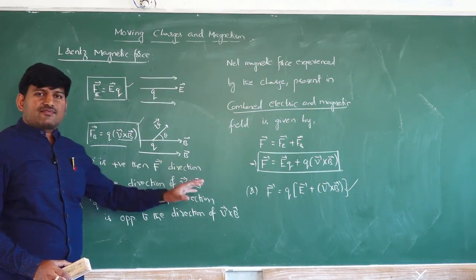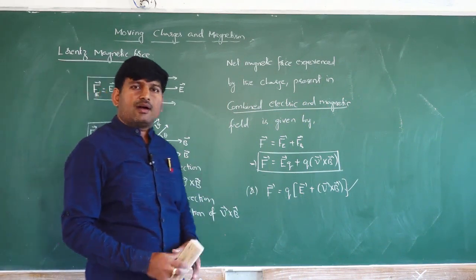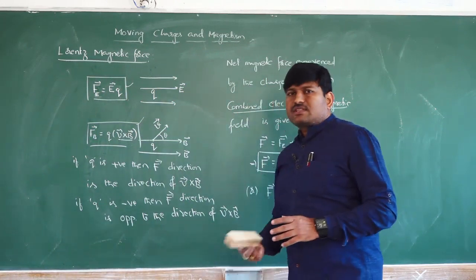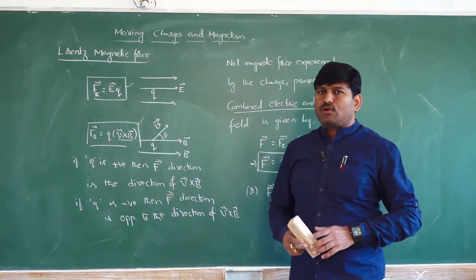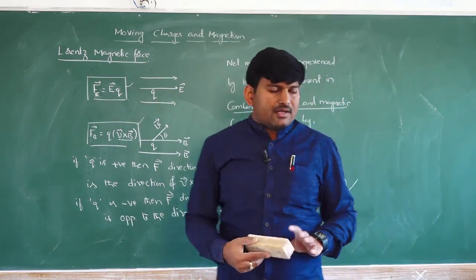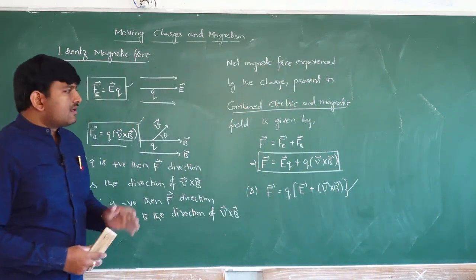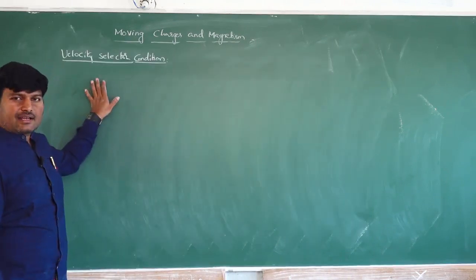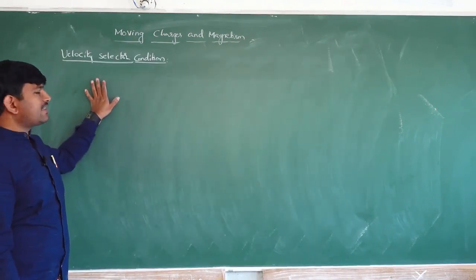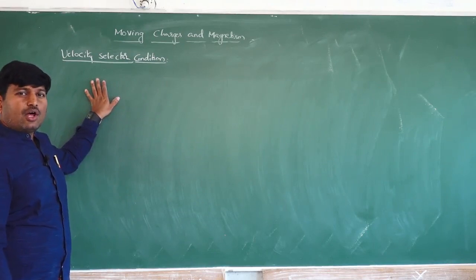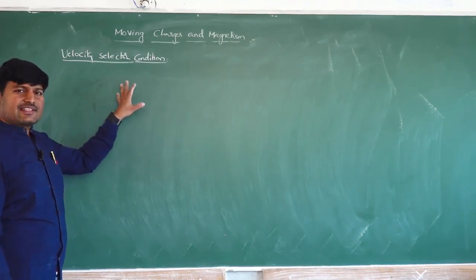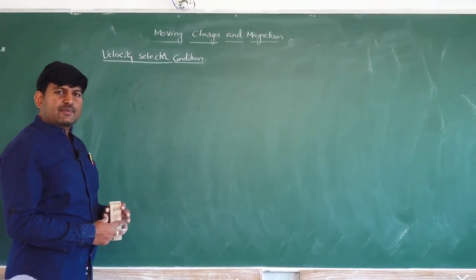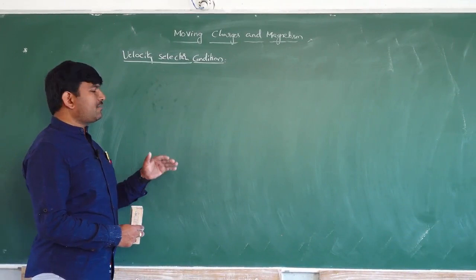And based on this Lorentz force formula, a velocity selector condition is established, which will be used in many devices like cyclotron and other accelerators. Is it clear? We will discuss the cyclotron and other cases in the next topic. Next is velocity selector condition. This velocity selector condition will be based on the Lorentz force. As we discussed in the previous topic, Lorentz force is nothing but the net force experienced by the charge in the electric field and the magnetic field.